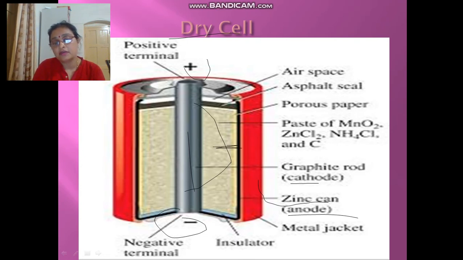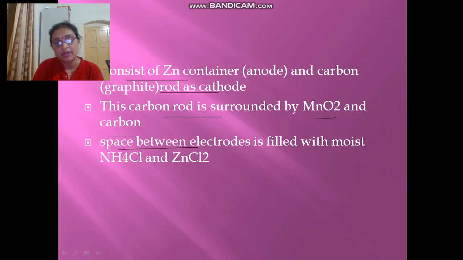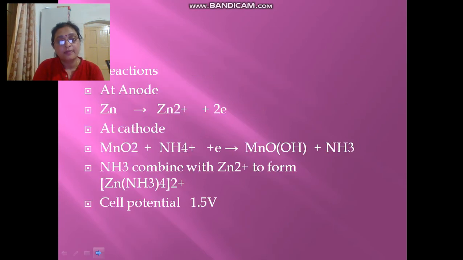This space is composed of a moist base of NH4Cl and ZnCl2. So this is the composition of the dry cell, or we can say what is present inside the dry cell. It consists of a zinc container, that we have already discussed, and a carbon graphite rod, which acts as cathode. This carbon rod is surrounded by MnO2, that is manganese oxide, and carbon. And the space between MnO2 carbon and the zinc container is filled with the moist ZnCl2 and NH4Cl.